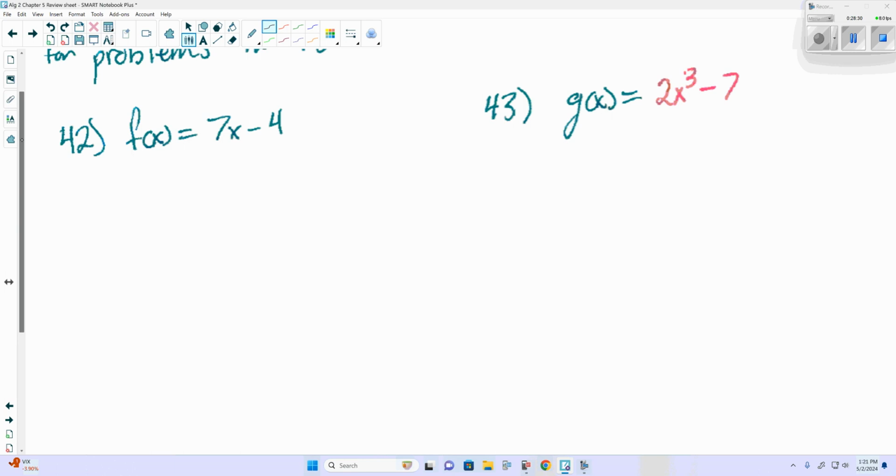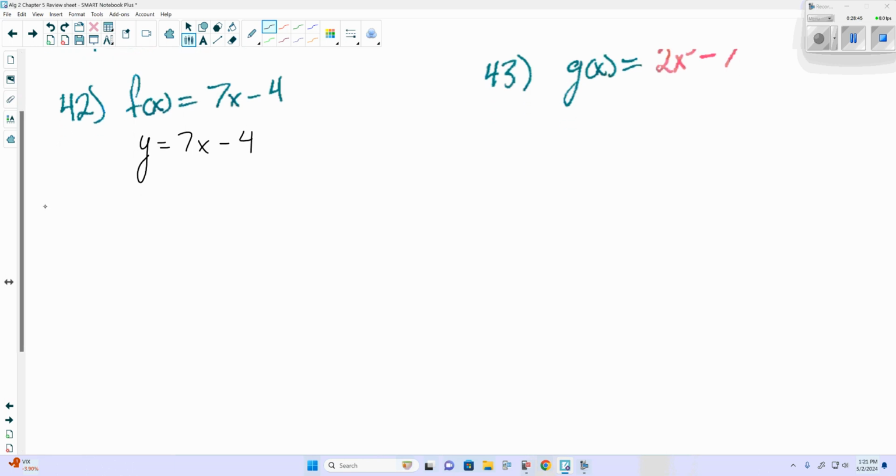42 through 43, find the inverse of each function. So the first step is to replace f of x with y. So y equals 7x minus 4. Switch x and y. x is equal to 7y minus 4. Now we get y by itself. So we add 4. So x plus 4 equals 7y.